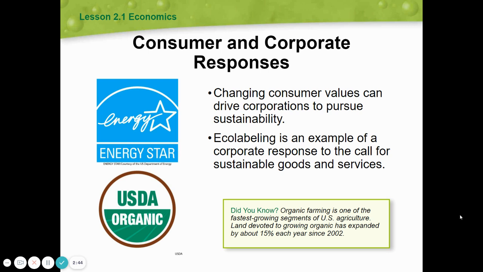Did you know organic farming is one of the fastest growing segments of U.S. agriculture? Land devoted to growing organic has expanded by 15% each year since 2002.